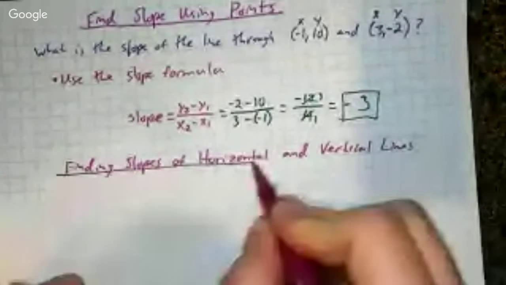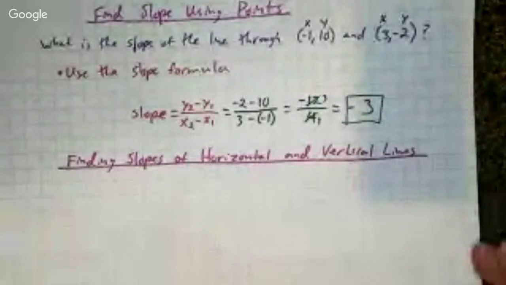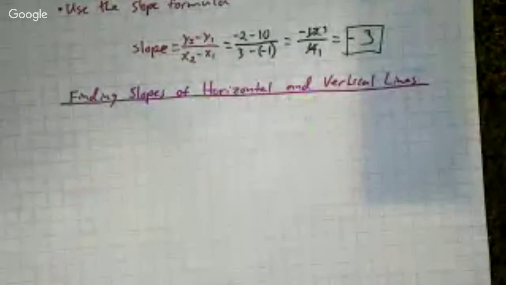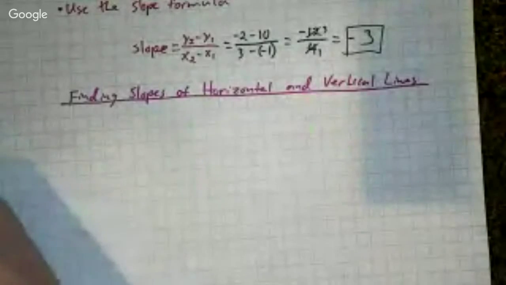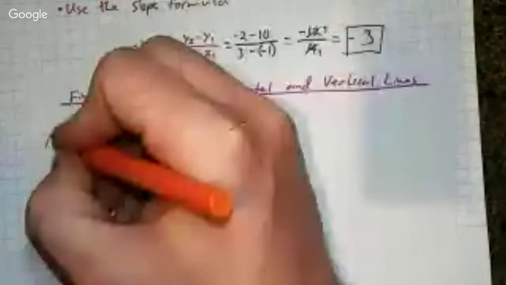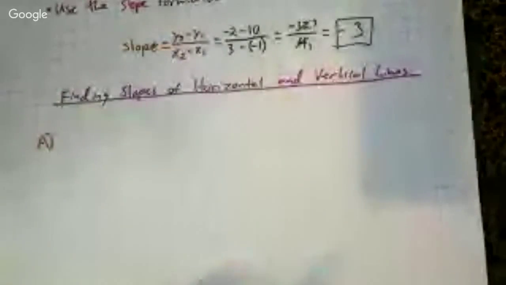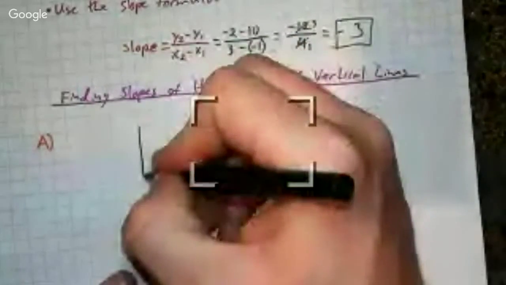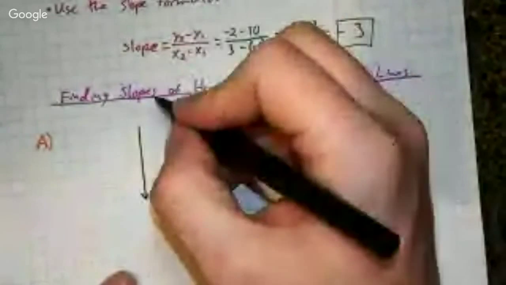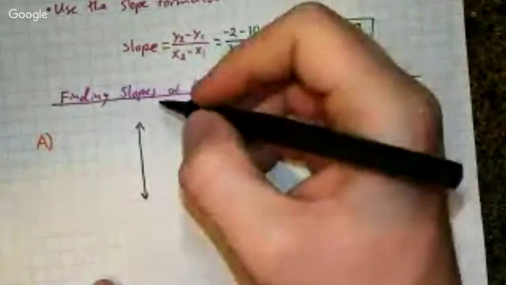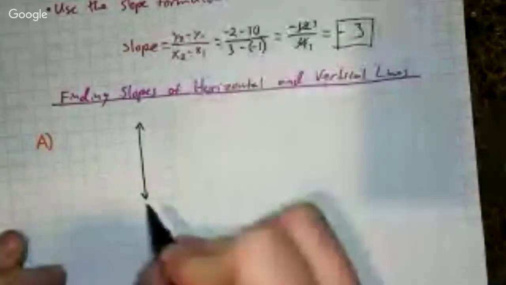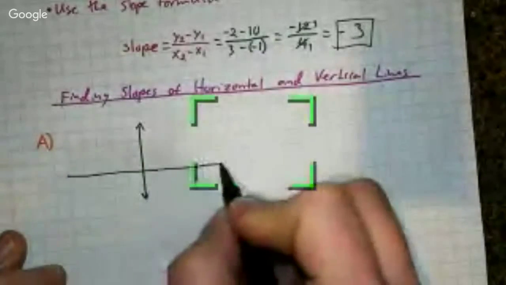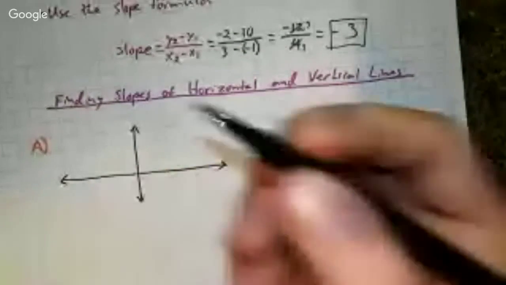Slopes of horizontal and vertical lines. So let's start with A, and let's start with a horizontal line. I'm going to draw, again, just a little chart or a little graph. Let's do this. There we go.